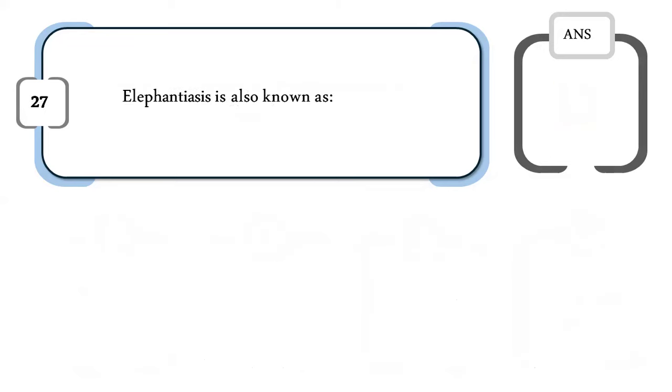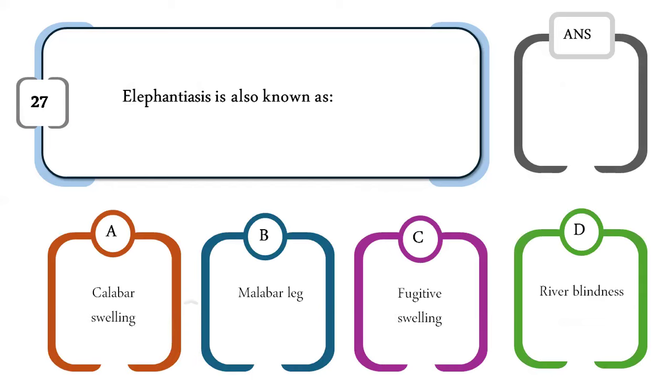Next question, Elephantiasis is also known as: option A, Calabar swelling, option B, Malabar leg, option C, fugitive swelling, option D, river blindness. Here the right answer is option B, Malabar leg. If you see Elephantiasis or Wuchereria bancrofti infection, this disease was first recorded in India as early as the 6th century BC, by Sushruta in his book Sushruta Samhita.